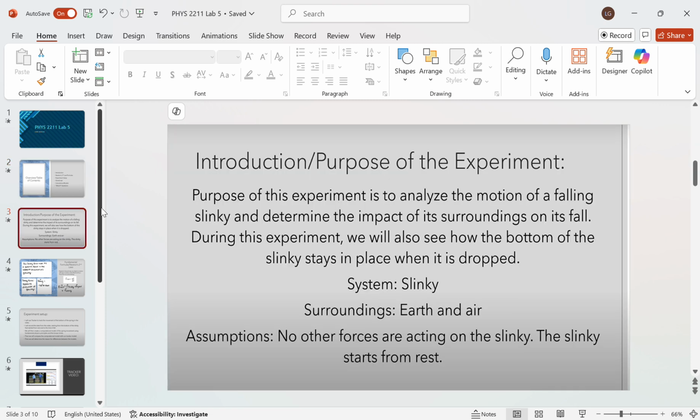The purpose of this experiment is to analyze the motion of a falling Slinky and determine the impact of its surroundings on its fall. During this experiment, we will also see how the bottom of the Slinky stays in place when it is dropped. The system is the Slinky, the surroundings is the earth and air, and the assumptions we are making is that no other forces are acting on the Slinky, and the Slinky starts from rest.